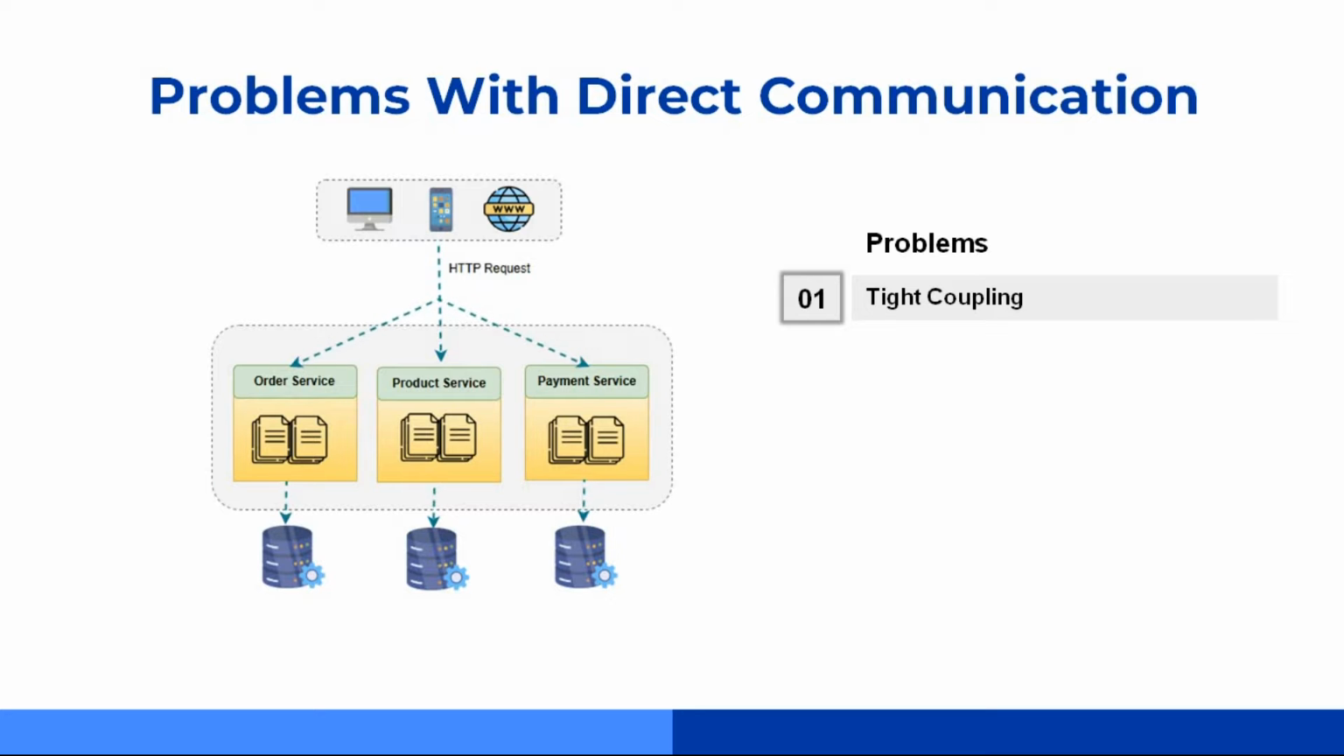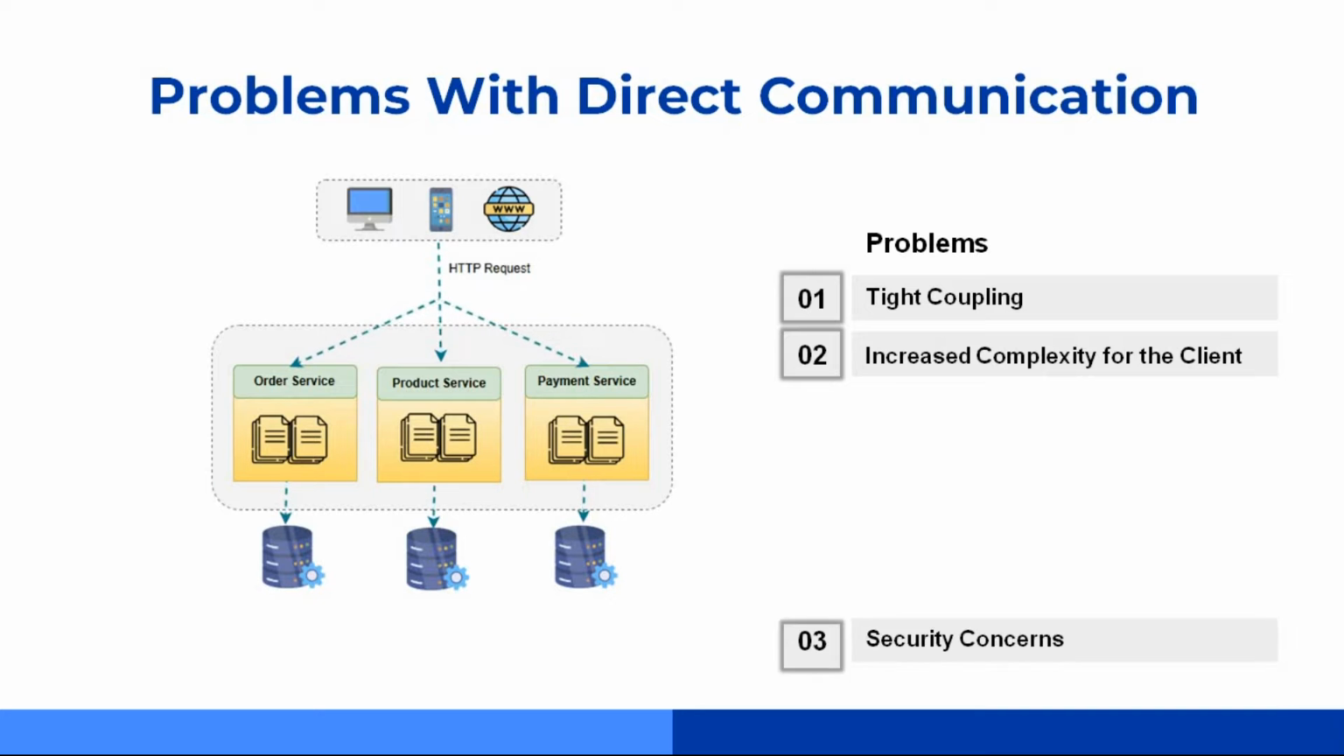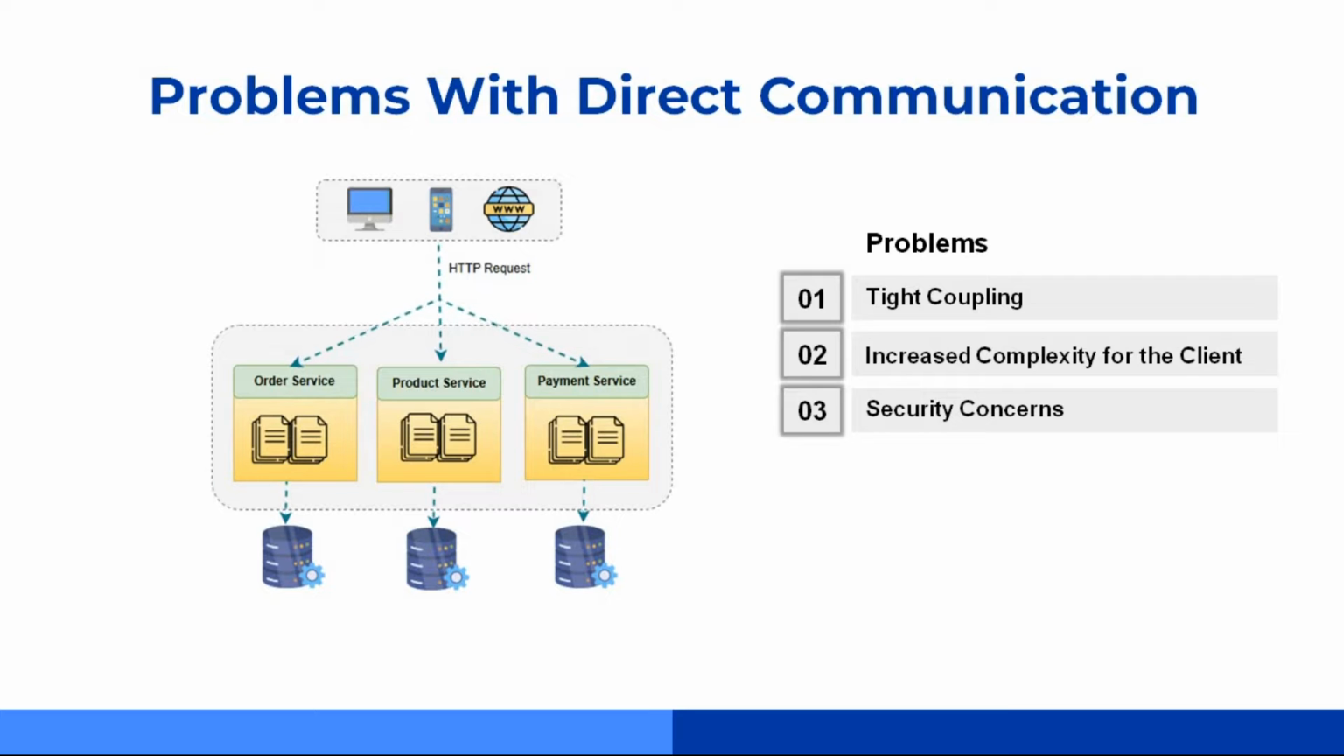Number 2. Increased complexity for the client. The client has to handle different endpoints, format requests properly, maybe even manage retries or load balancing. That's a lot of responsibility for a client. It shouldn't have to know all those details. Number 3. Security concerns. Every service is exposed directly to the outside world. This increases the risk. You need to secure each service separately, which is more work and less control.